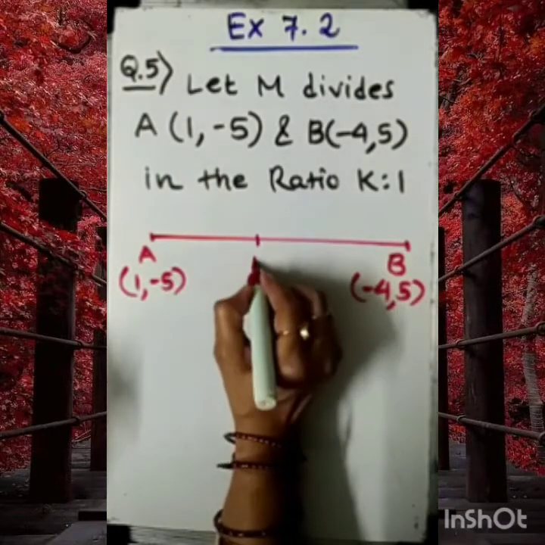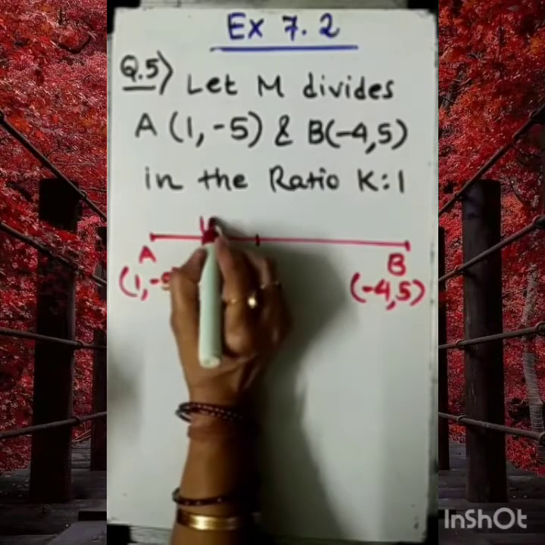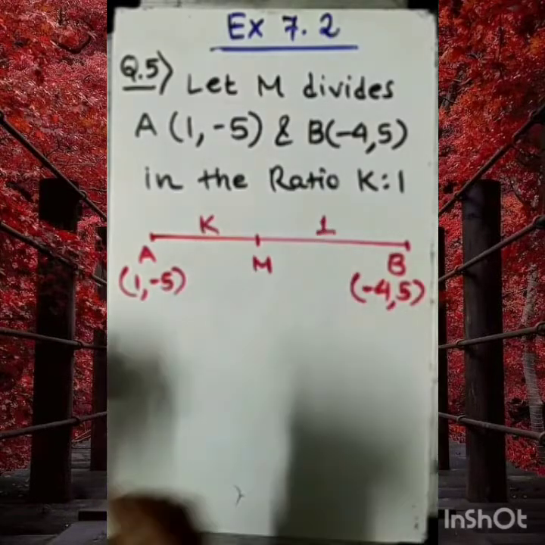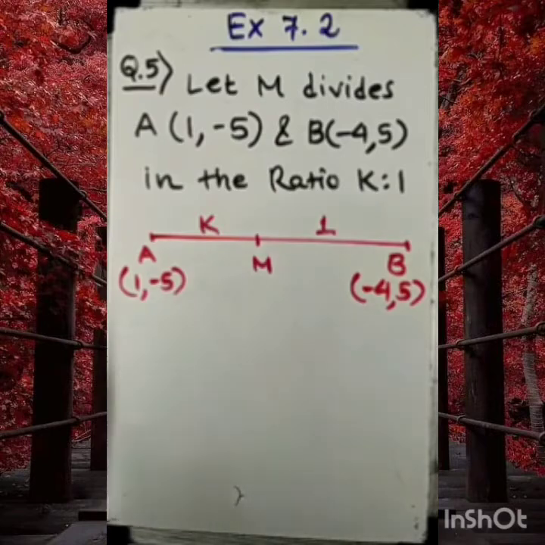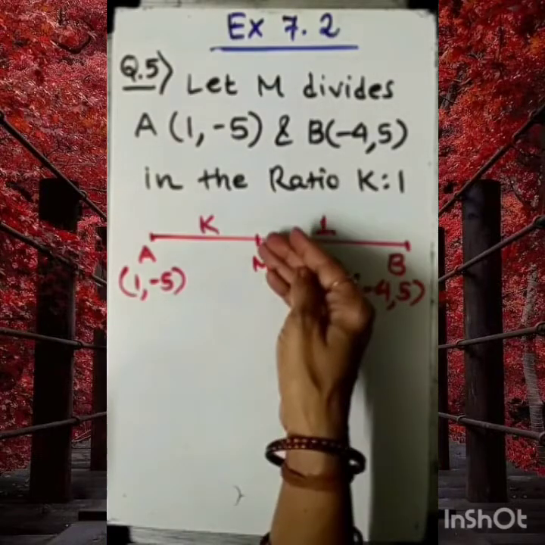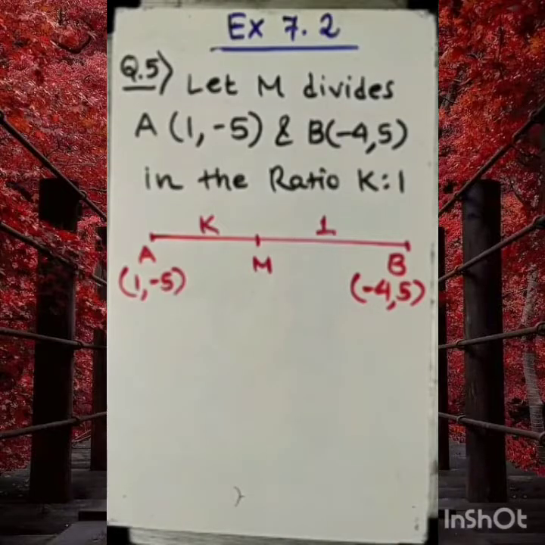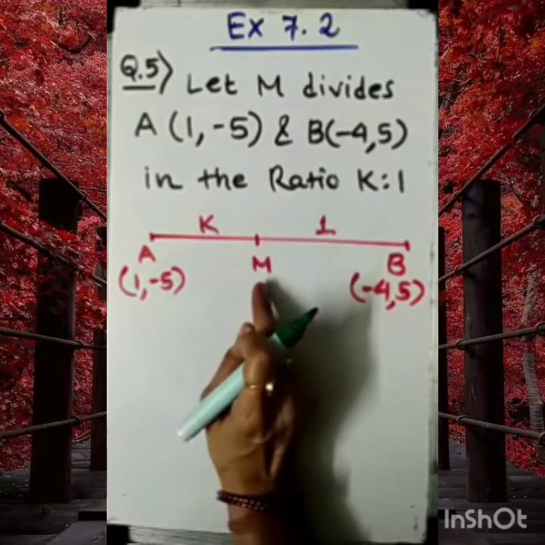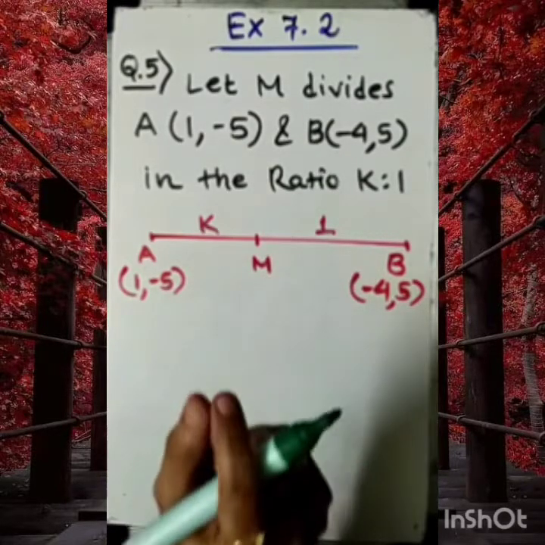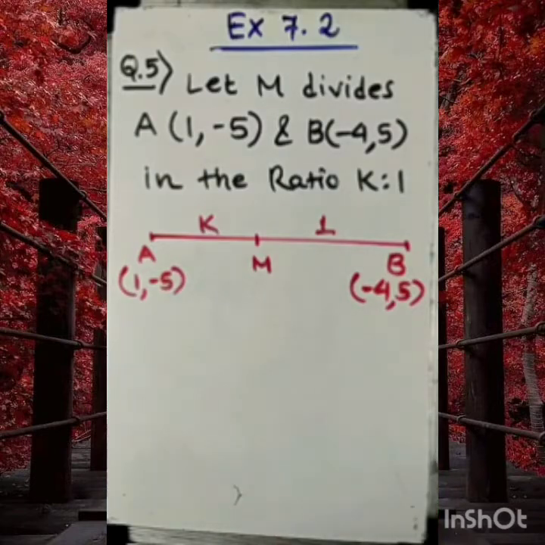And M is such a point that divides this line segment into ratio k is to 1. Now it is clearly mentioned that this point M is where the line passes through the x-axis. When the line passes through the x-axis, the coordinate of M must lie on the x-axis. That is clear. So dear student, this is a very important line which we are given.